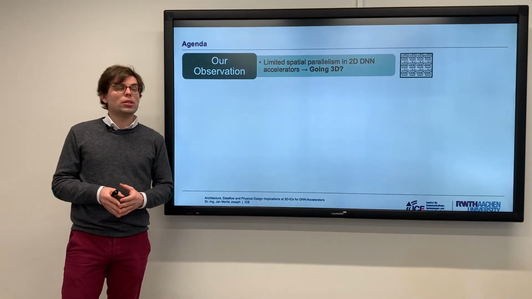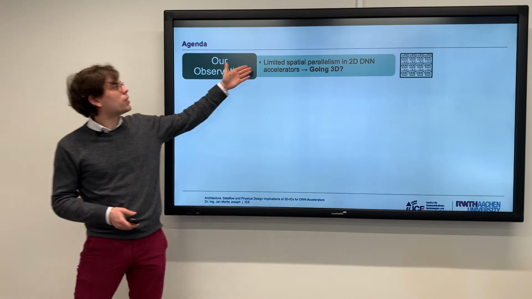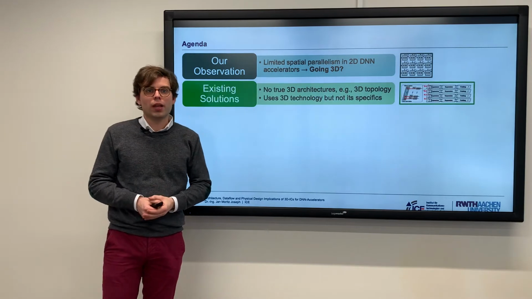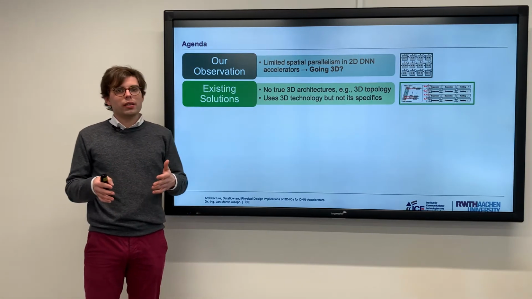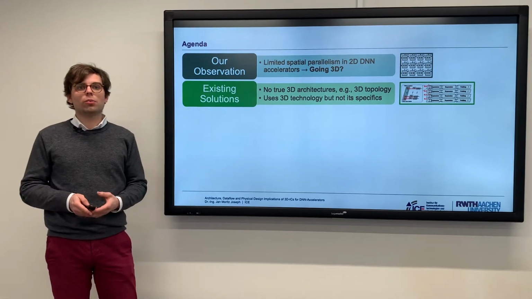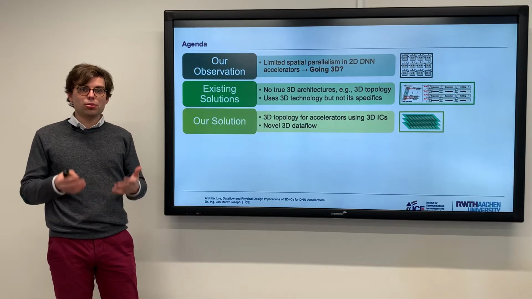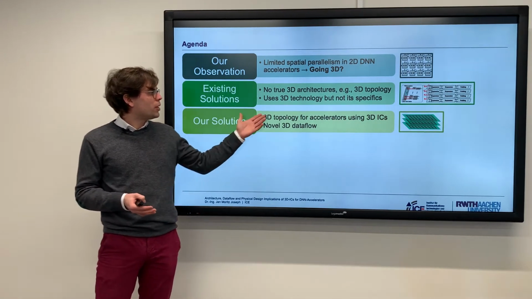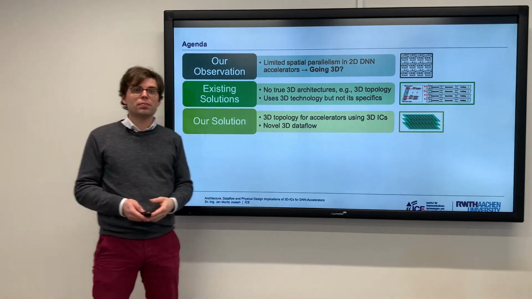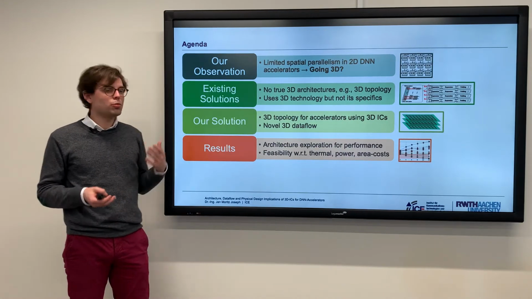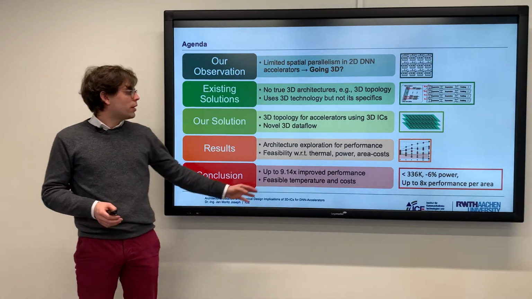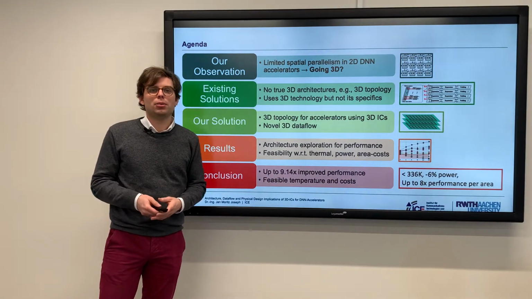And this directly leads to today's agenda. Our observation is that we have this limited spatial parallelism in 2D DNN accelerators, and we propose to go 3D. If we take a look at existing solutions, we didn't find any true 3D architectures with a 3D topology also using 3D technology. So our solution is to propose a co-design of a 3D topology using a 3D IC and implementing a new 3D data flow. This we will analyze in terms of performance, area, power, and thermal limitations, and finally conclude, and we can show that we can achieve up to nearly 1 magnitude of performance improvement.